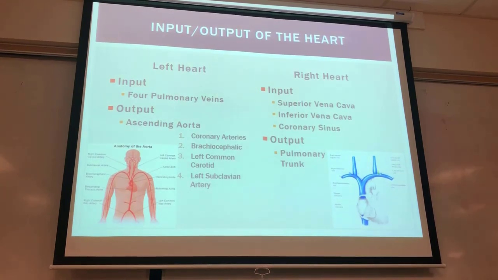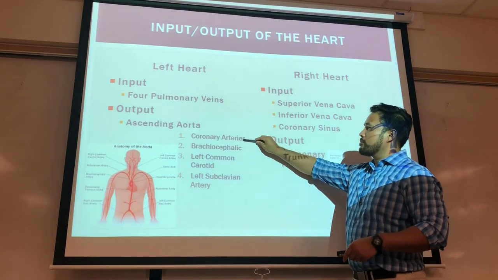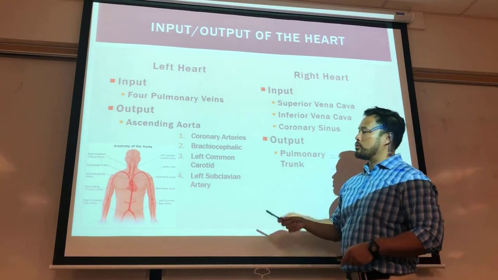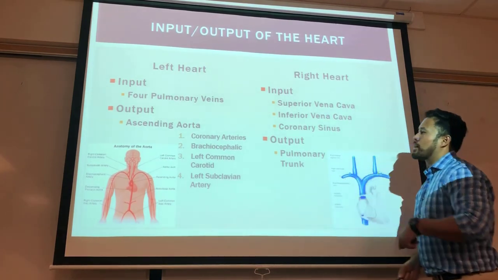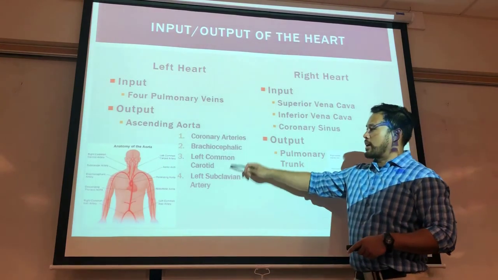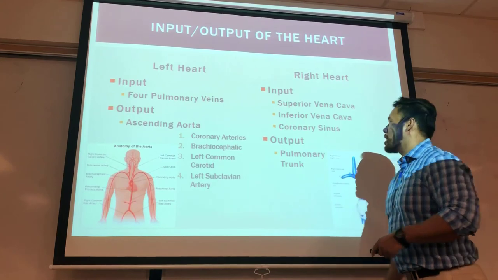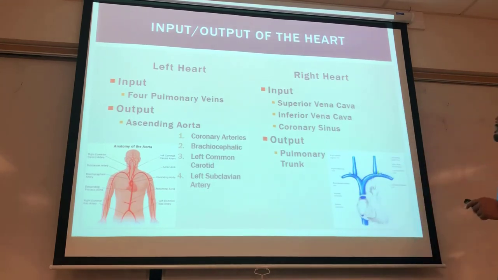You can see the left heart with its input and output. Again, output for the left heart would be the coronary arteries, which is going to supply blood to the heart itself. I'll talk about that at the end of today. You'll see the other branches over here. I'm not going to have you guys really memorize these because, again, these are more anatomical things. Superior vena cava, inferior vena cava, and so forth.